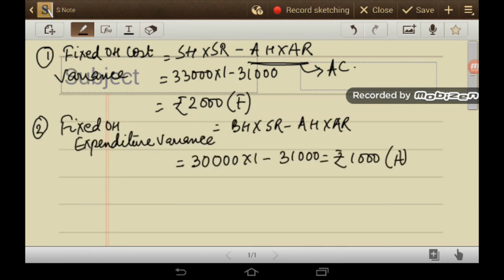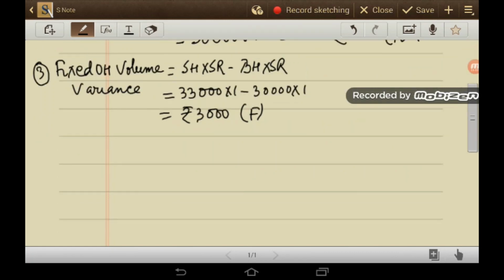Fixed overhead expenditure variance is calculated by the formula BH into SR minus AH into AR. So 30,000 into 1 minus 31,000 gives 1,000 adverse. Why adverse? Because your budgeted cost or standard cost is less than actual cost. Fixed overhead volume variance is SH into SR minus BH into SR. 33,000 into 1 minus 30,000 into 1. So this gives 3,000 favorable.